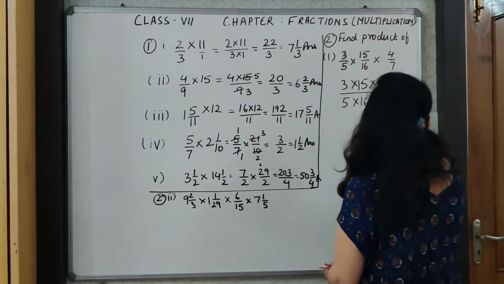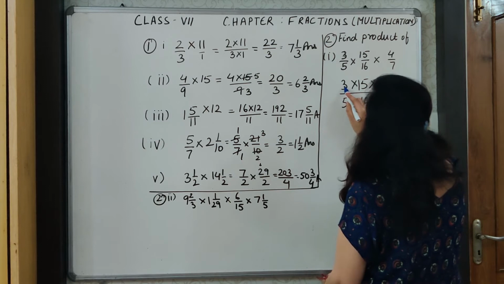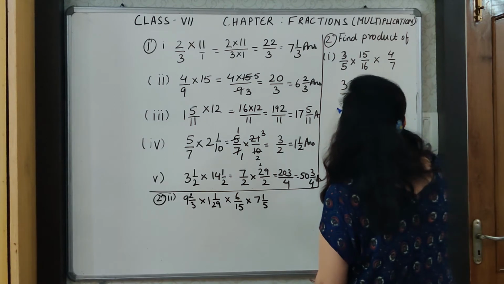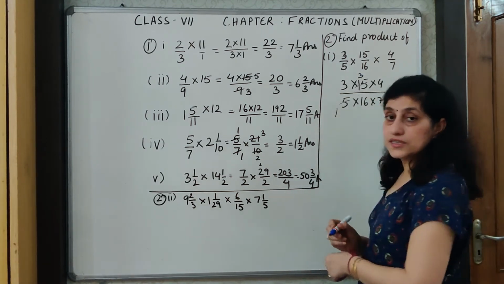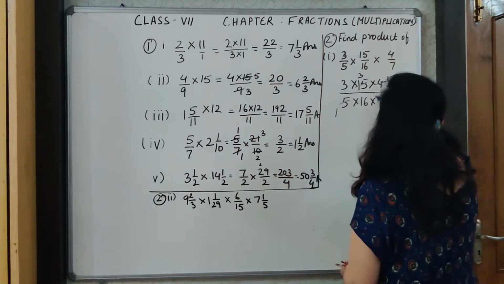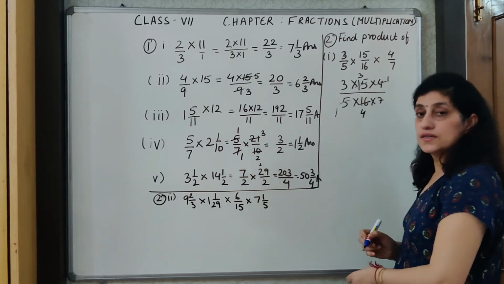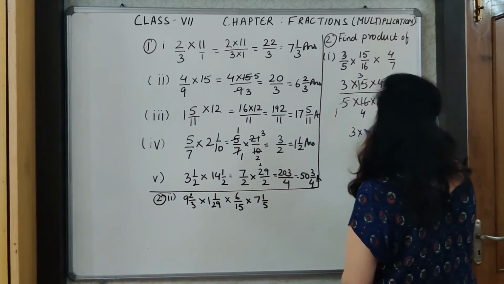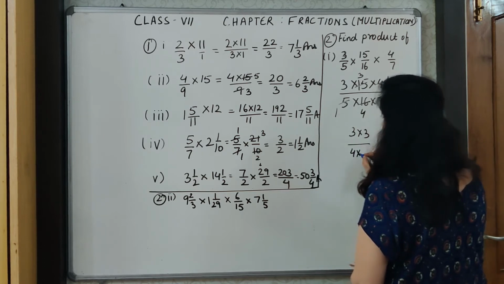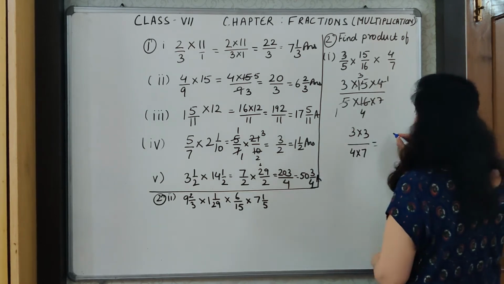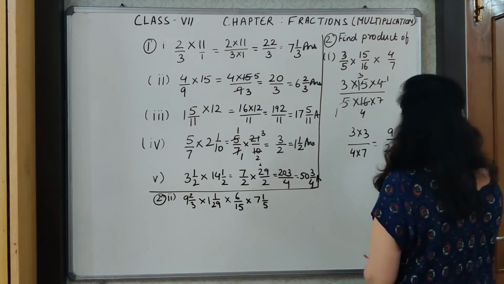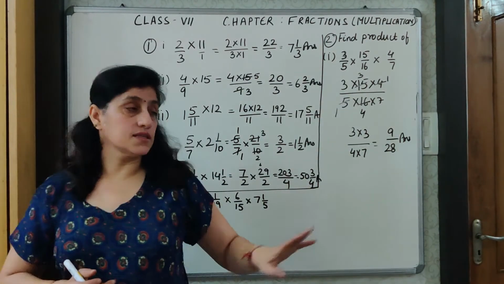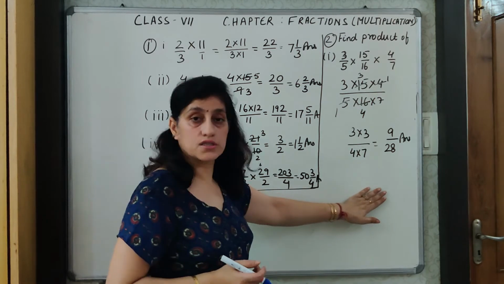So after writing here, I first see the first number 3 is not divisible by any of the denominators. Then 15, 5 ones are 5 and 5 3s are 15, and 4 ones are 4, 4 4s are 16. So in the numerator I am left with 3 into 3 upon 4 into 7, which gives me 3 3s are 9, and in the denominator 7 4s are 28. It is a proper fraction. So this becomes the answer or the solution to this question.